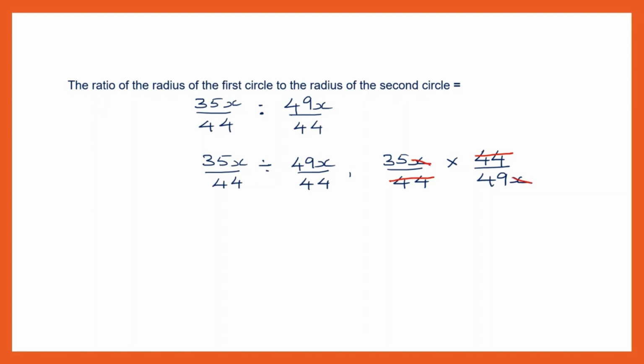And both can be divided by a common factor, which is 7. So 7 5s are 35. 7 7s are 49. So what do we get here? 5 by 7, or the ratio is 5:7. This is the ratio.